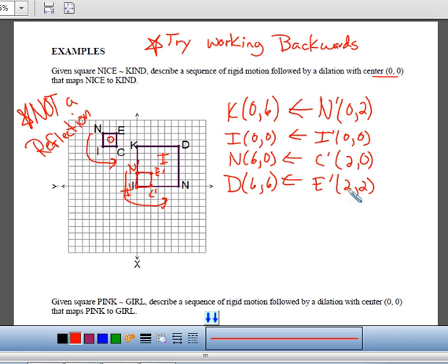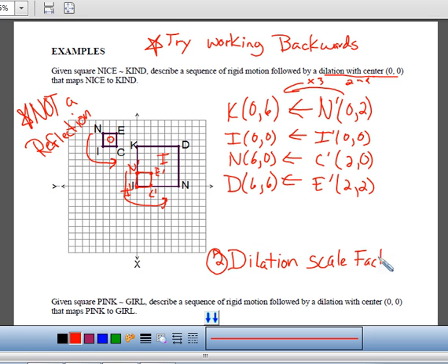So what am I doing to these numbers to get these numbers? That's what I mean by working backwards. We're essentially finding the dilation first. That's the second of these two transformations. I am going from this way to this way. I am multiplying by 3. So the second thing that's happening is a dilation with a scale factor of 3.